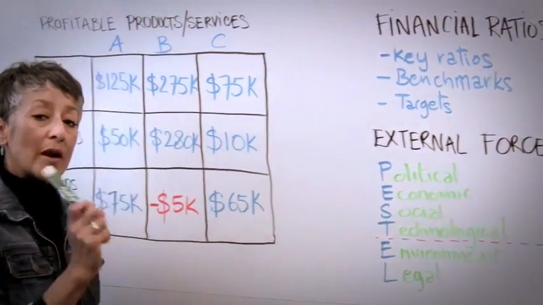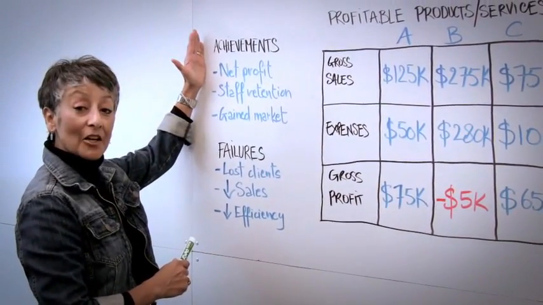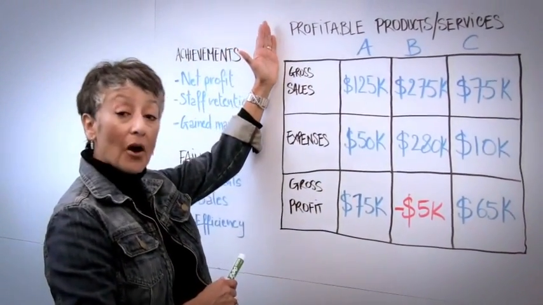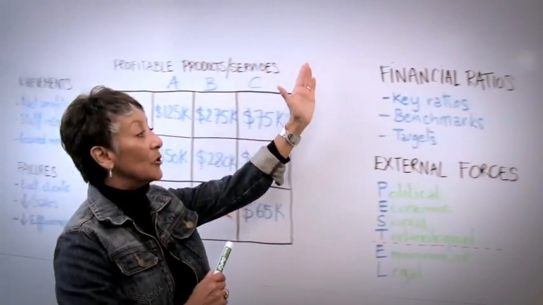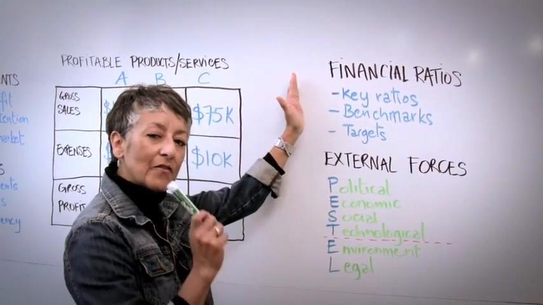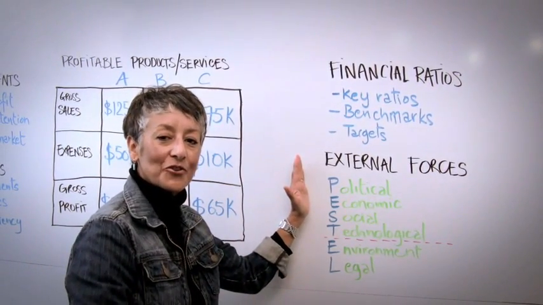So 4 great areas that I want you to evaluate your company. Successes and failures. I want you to evaluate the product performance or the service performance of your company. I want you to determine how your company is doing financially. And then I want you to look outside your company to the external forces.